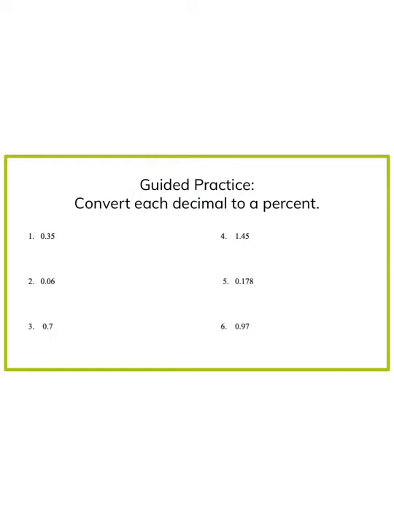Now we're going to complete 6 guided practice problems together. Before I get started, I'm going to write my DP for my Dr. Pepper method. I know I need to convert each of these decimals to a percent. So I'm starting at the D and I need to move to the P in Dr. Pepper. So I know I need to move to the right 2 spaces with my decimal point.